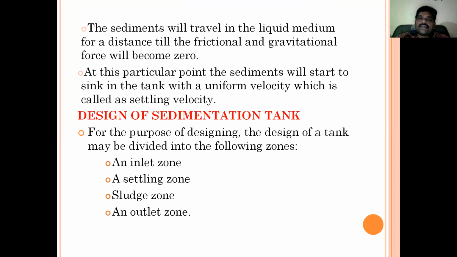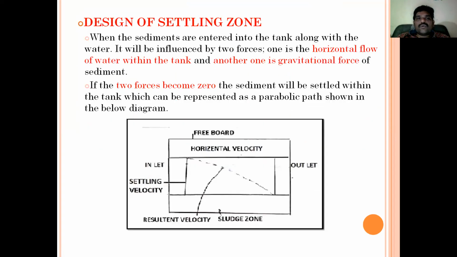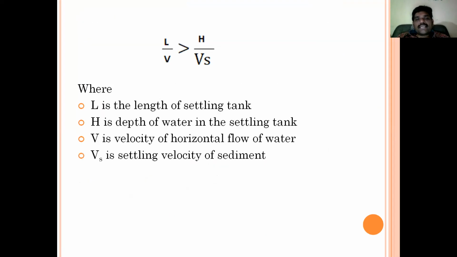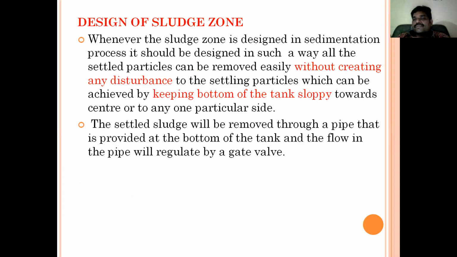Right? Today we are going to discuss the next topic. Up to the settling zone we have seen; the next topic is the design of the sludge zone. I said that once the drag force and frictional forces become zero, the particles will settle with a uniform velocity. That velocity we named the settling velocity. Once they settle, all the particles at the bottom we call sludge.